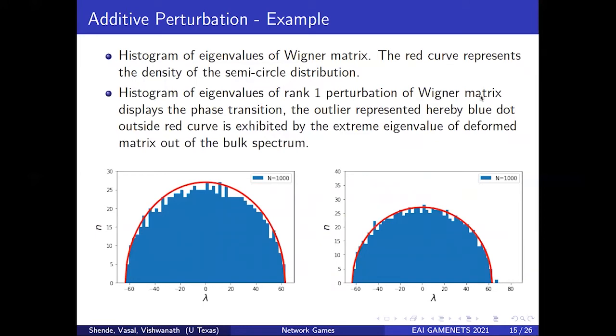We visualize this phase transition here. We see that the histogram of the eigenvalues on the left side is within the semicircular distribution. So for the Wigner matrix, we have the eigenvalues within this red curve. On the right side, on application of an additive perturbation, we see that the extreme eigenvalue moves out of the semicircular distribution, and this is the phase transition phenomenon that is observed.